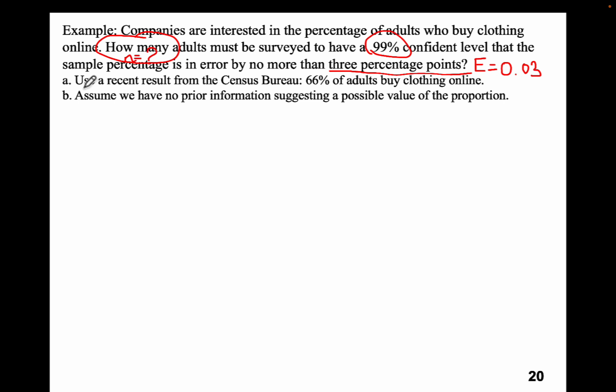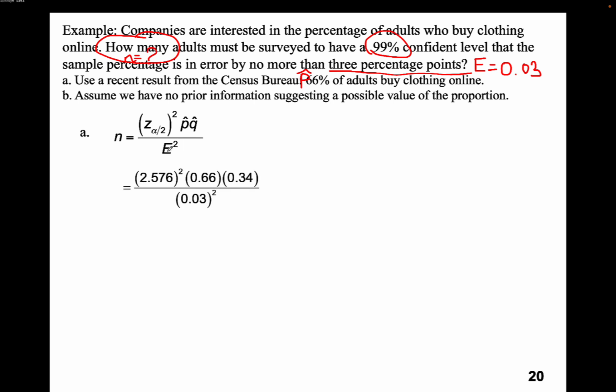Okay, part A says use a recent result from the Census Bureau. 66% of adults buy clothing online. Hey, they just gave us someone else's p hat. It's 0.66. So for part A, we're going to use the formula lowercase n equals z sub alpha over 2 squared times that 66% multiplied by its complement, which is 34%, all over 0.03 squared. It'll look like this. I want you to pause the video and type that into your calculator. Go ahead.